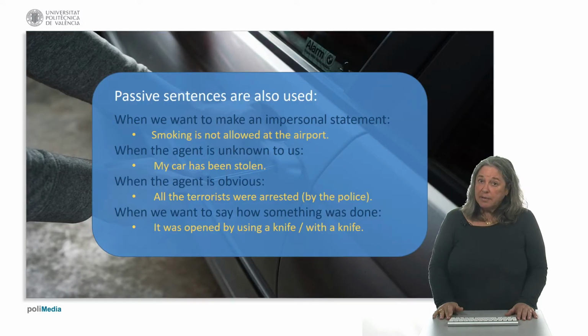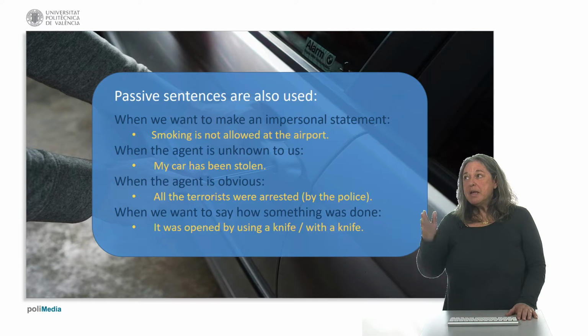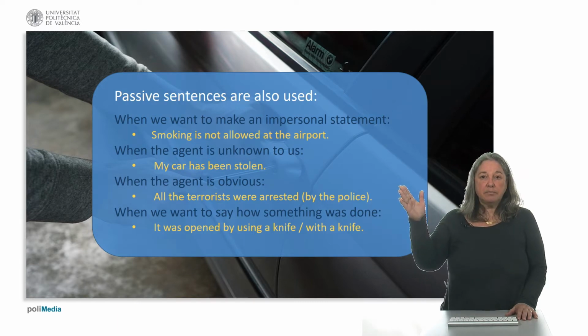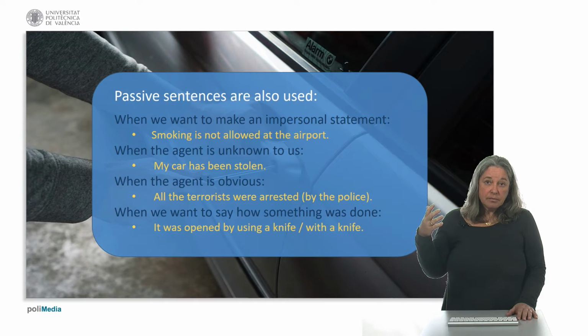Now, passive sentences are also used in these cases. When we want to make an impersonal statement, for example, smoking is not allowed at the airport. When the agent is unknown to us: my car has been stolen. I don't know who stole my car. My car has been stolen.